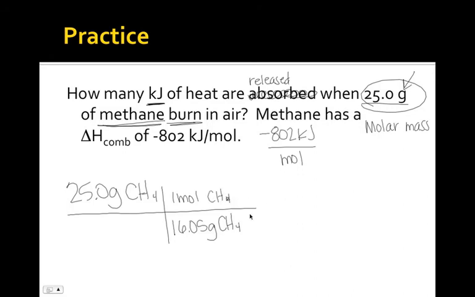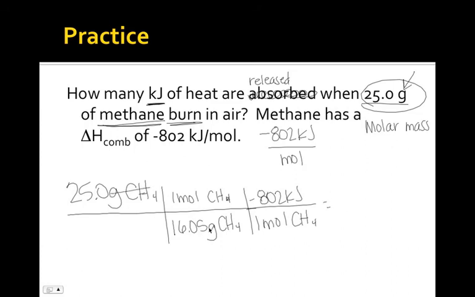And then from here, since I'm in moles now, I know that methane has a heat of combustion of negative 802 kilojoules per mole. So for every mole of methane, I'm going to have negative 802 kilojoules. I'm going to have an energy change of negative 802 kilojoules, or I'm going to release 802 kilojoules. So I'm going to go ahead and keep that negative in there.